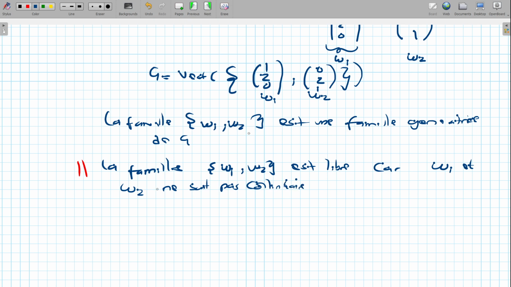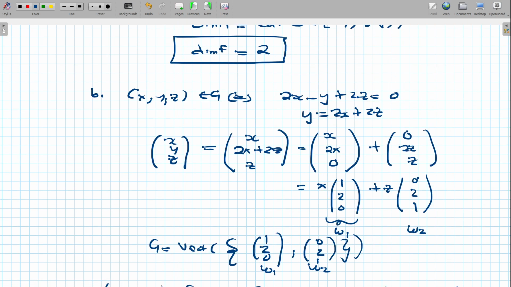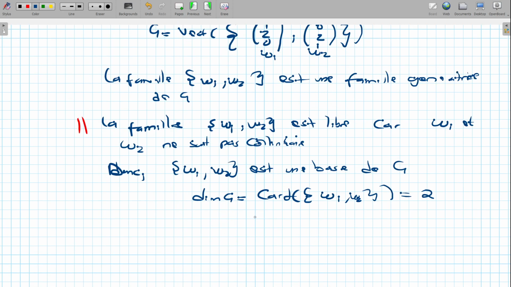Okay, so we have libre and then we have génératrice. It means donc this family of vectors W1, W2 est une base de G, like so. And then if we're looking at the dimension of G, well, it has to be the cardinality of this family of vectors, W1, W2, like so, which is going to be equal to what? Which is going to be equal to 2. So the dimension of G in this case is equal to 2. Right.